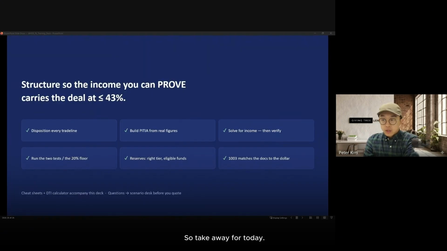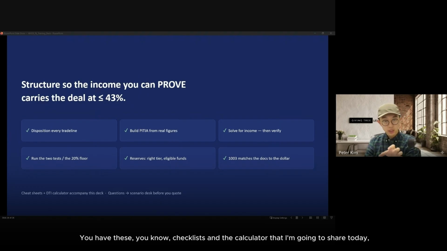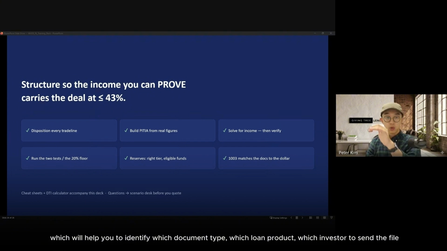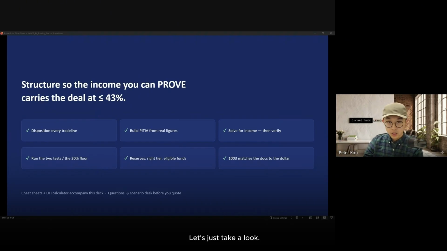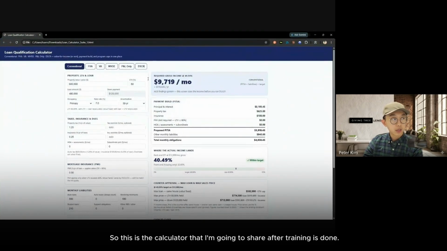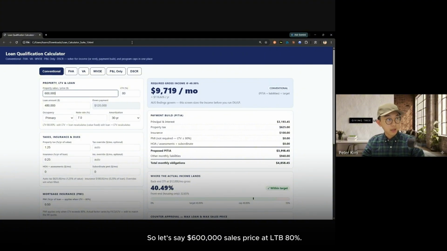Okay. So the takeaway and recap for today is to structure the file so the income you can prove carries a deal at or under 43% DTI. You have this checklist and the calculator that I'm going to share today, which will help you identify which document type, which loan product, and which investor to send the file to, so that you don't have to restructure the file after escrow is open or the file is open. Let's take a look. This is the calculator that I'm going to share after training is done. We're going to embed this into ERP sometime this week. So let's say a $600,000 sales price at LTV 80%.